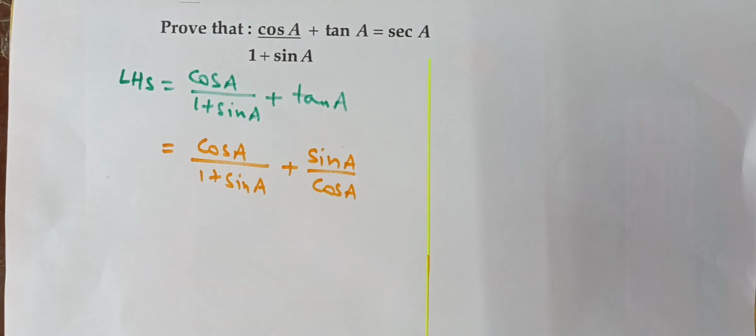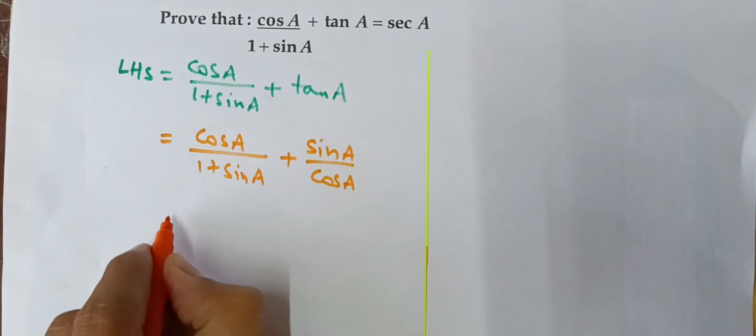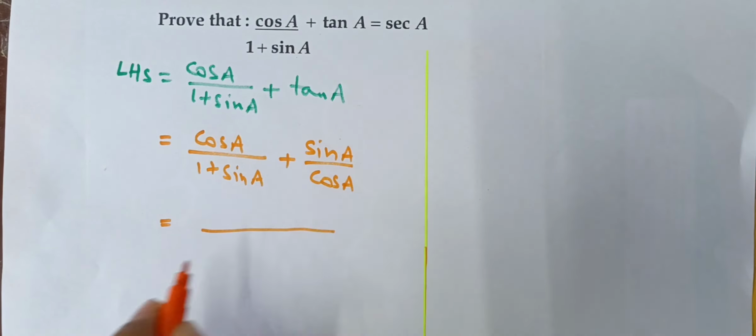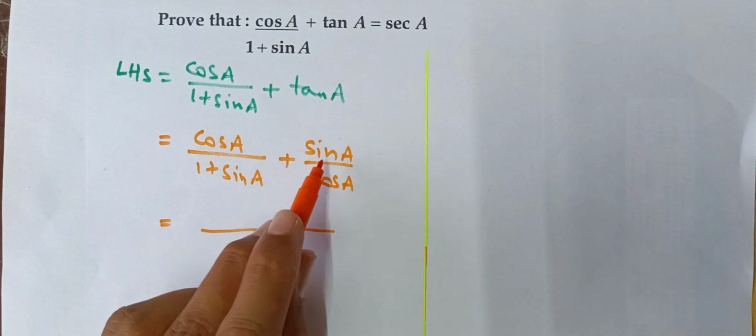So step number 1, in the left hand side we have to convert tan in sine and cos form by that special ratio. After that, we have to find the LCM. Always use the concept of LCM in fractional terms. In LCM, we just do cross multiplication, cos A with cos A, and 1 plus sin A with sin A.